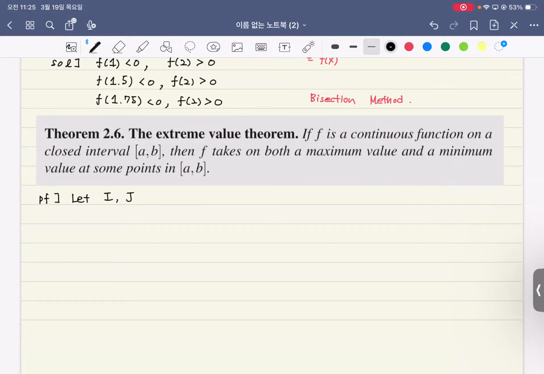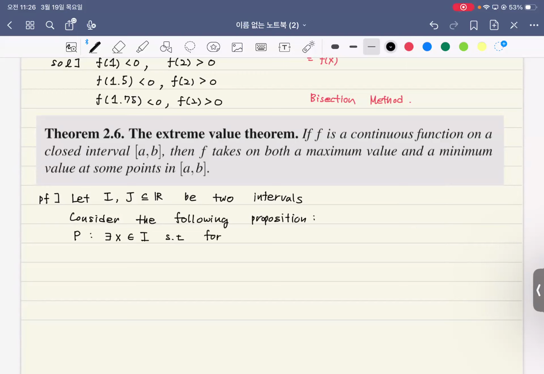Just consider any two random intervals, I and J. They may or may not intersect each other, but we can still consider the following proposition, which we will name P: there is a point x in interval I such that for all y in J, f of x is greater than f of y.